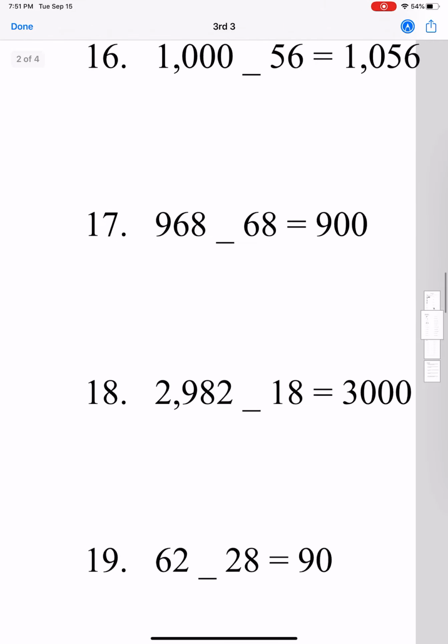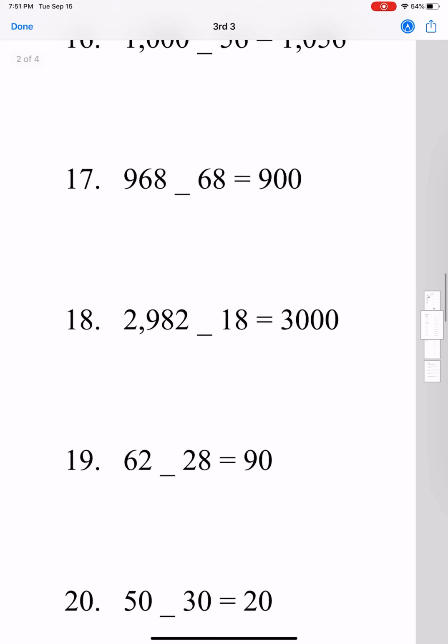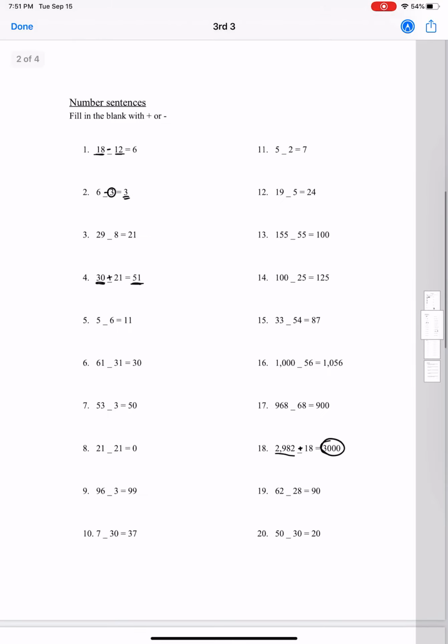Let's try this one. 2,982 blank 18 equals 3,000. So between 2,982 and 3,000, 3,000 is the bigger number, so that means you would have to add something to this number in order to get to your final result of 3,000.